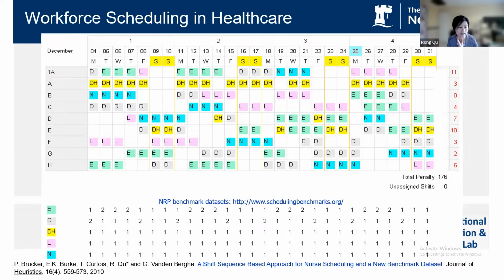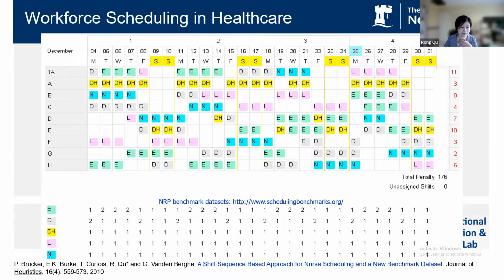Each row is a schedule for one nurse, A, B, C, D, etc. And each column is the schedule of different shifts on each day. So for example, the first column, we need to schedule the 1 early shift, 2 day shift, and 1 day shift of head nurses, and 1 late shift and 1 night shift. So these are required across the calendar months.